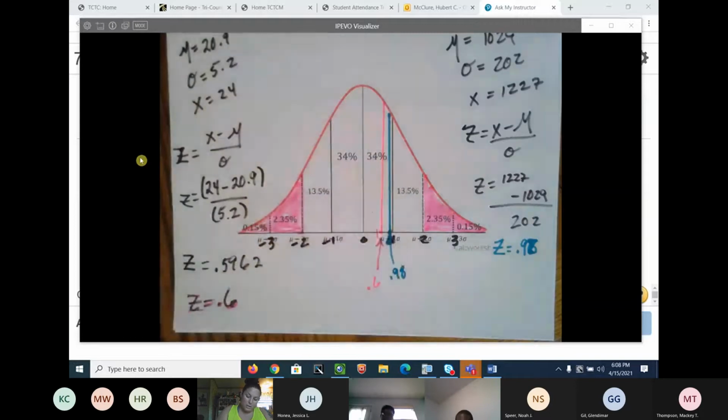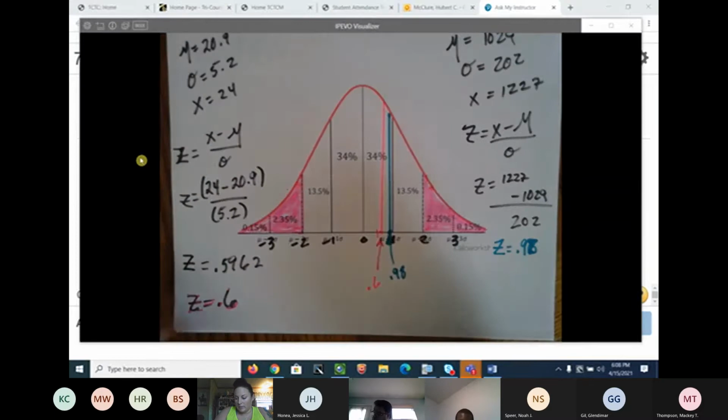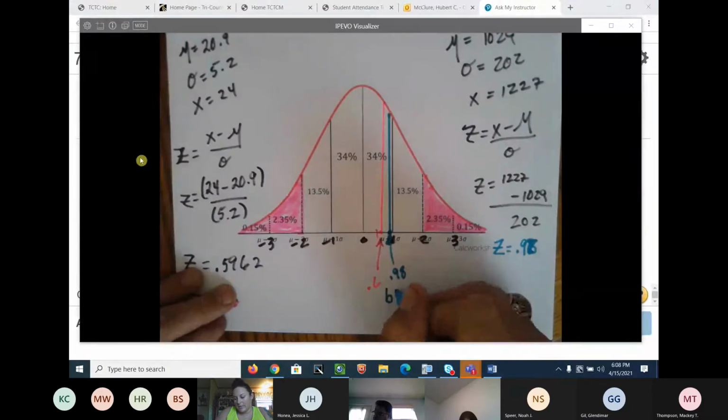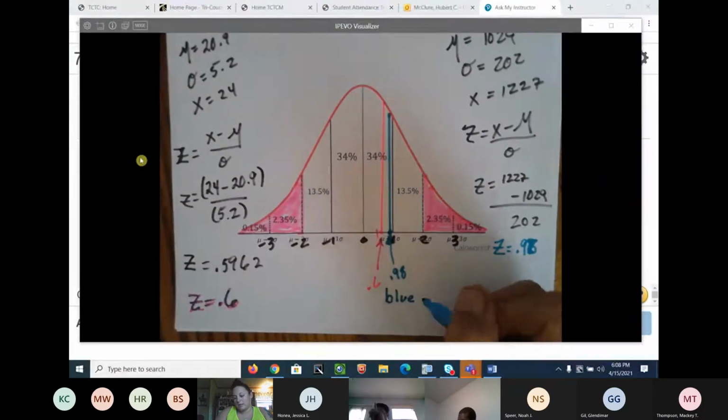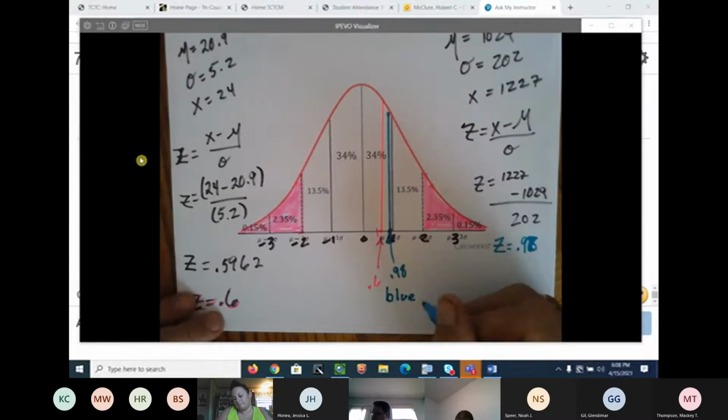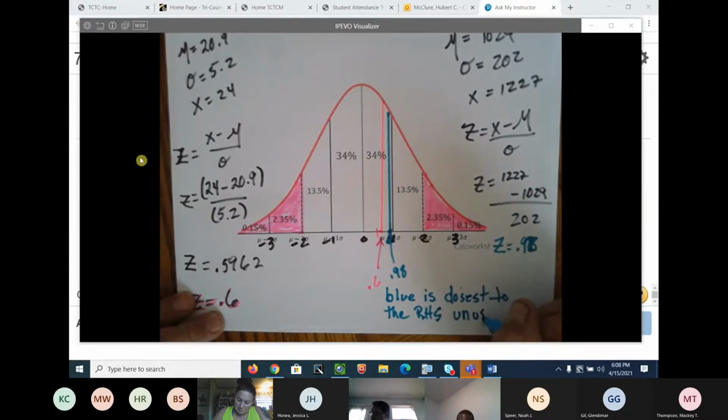So I'm going to write down here, blue is closest to the right-hand side, unusual. Therefore, it is higher. Now, what was your question?